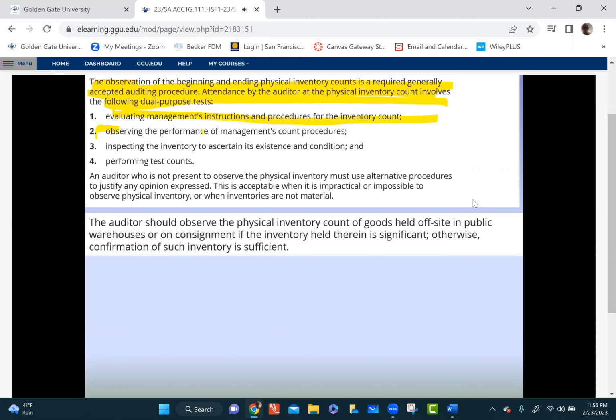Okay, so we're looking at what management's instructions are. We're watching to see that the client's employees, when they're taking that inventory, are following those instructions. What's the proper technique for taking inventory? Okay, proper technique for taking inventory is sealing the floor wall to wall.